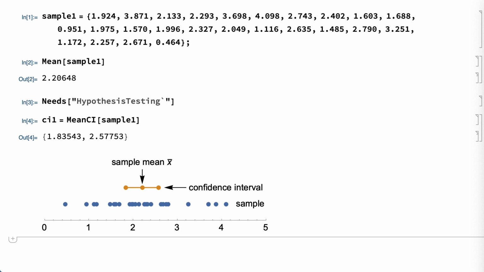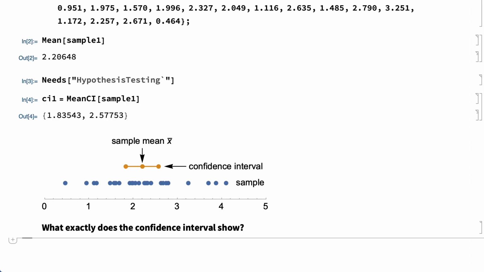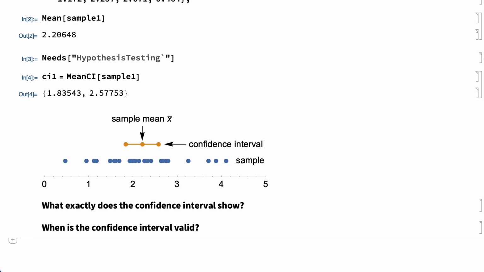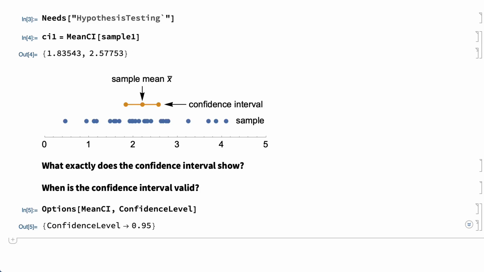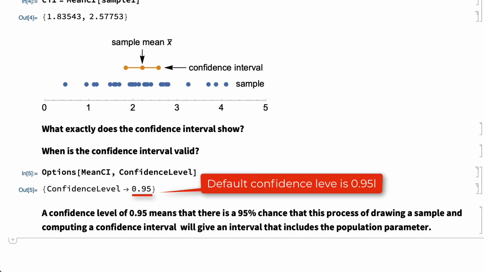Two important questions to be answered about this or any other confidence interval are: what exactly does that interval show, and when is it valid? The first question will be addressed here, and the second question, which is more involved, will be addressed in the next few sections. An important number that goes into computing a confidence interval is a percentage called the confidence level. The confidence level used here is specified by the ConfidenceLevel option of the MeanCI function. The default confidence level is 0.95, which means that there is a 95% chance that the process of drawing a sample and computing a confidence interval will give an interval that includes the population parameter.